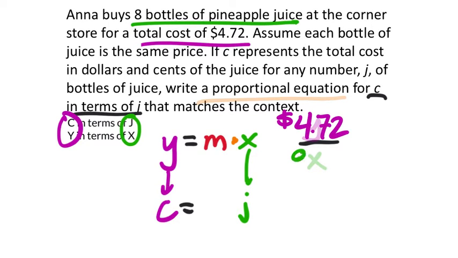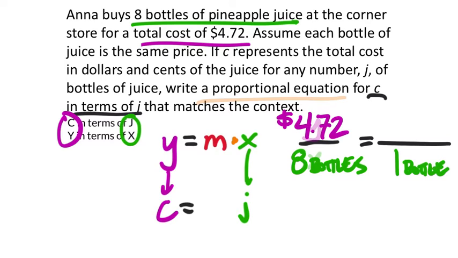We'll just say 8 bottles. But remember, our constant of proportionality is a unit rate. So in the end here, we need to determine this for one bottle. How many dollars would this be for one bottle? So I'm going to take my calculator and type in 4.72 divided by 8. When I push enter, this will tell me how many dollars that is for one bottle. That's 0.59, or 59 cents for every bottle.